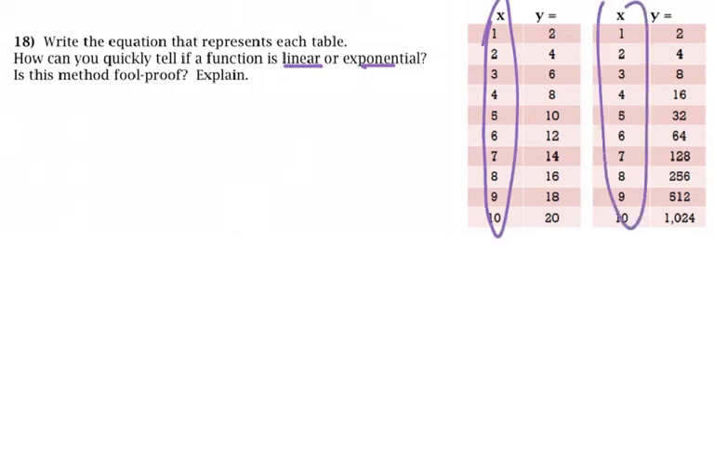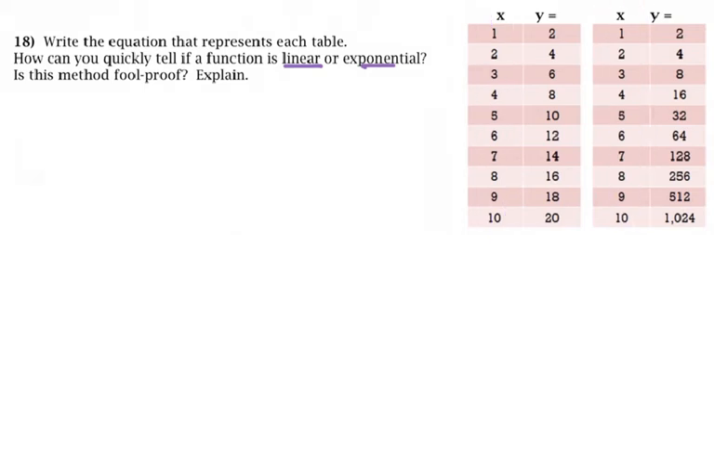Okay, let's go to the next one. Number 18 says write the equation that represents each table. So we're going to tell if it's linear or exponential. How can you look at a graph or a table really quickly and tell if it's exponential? Look at the two tables and notice similarities and differences. The x's are the same, so focus on the y's. What do you see that's different that would help you identify which one would be linear and which one would be exponential?